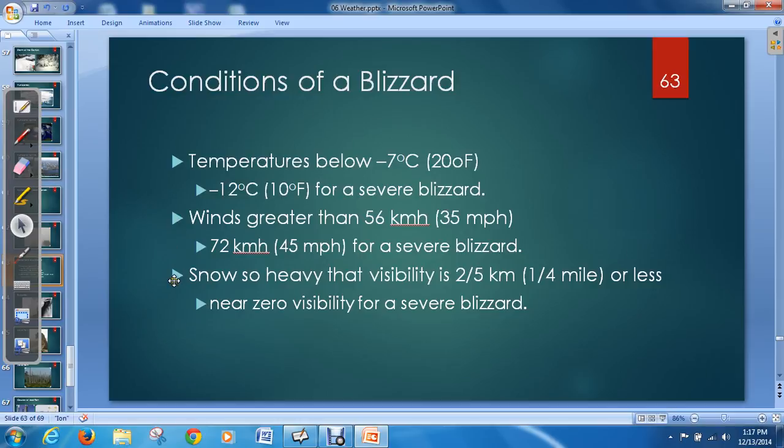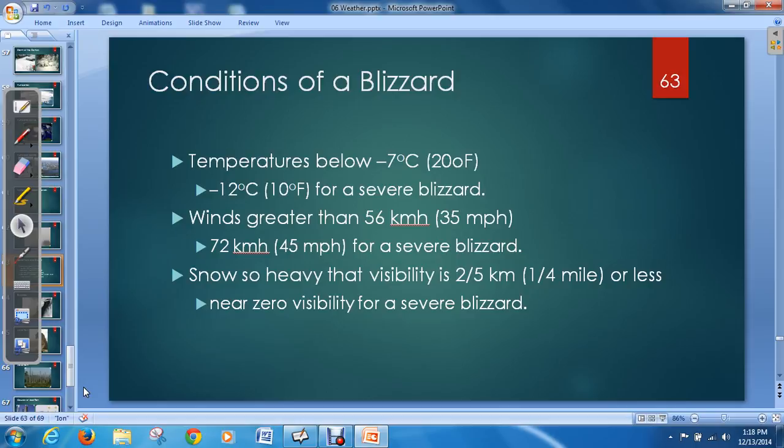And the snow has to be so heavy that visibility is a fourth of a mile or less. Okay. And that's just for something to be considered a blizzard. There are other conditions for what we call a severe blizzard, which is something you do not want to be driving in. Almost no visibility, very high wind speeds, and very cold.